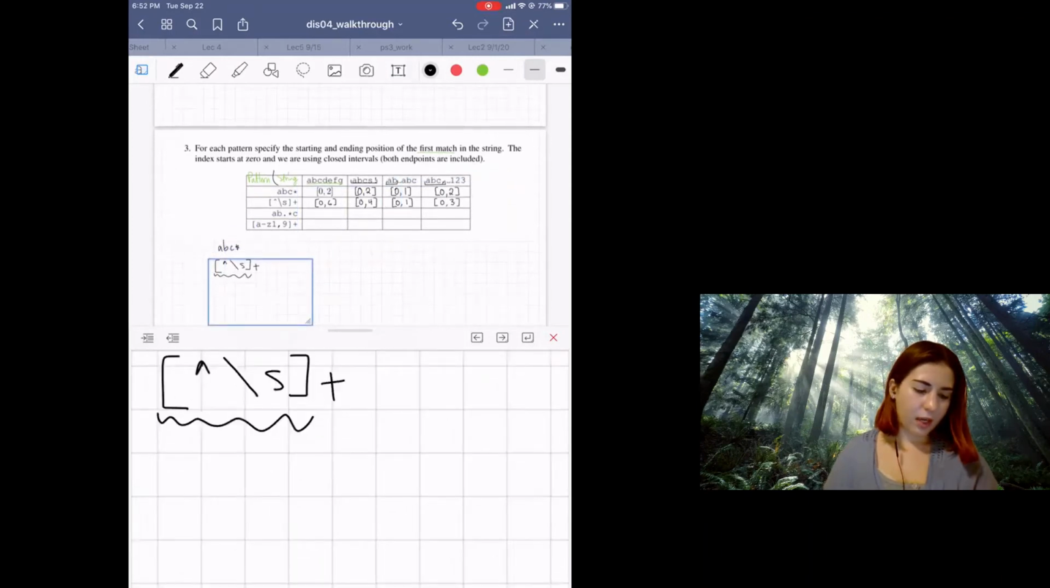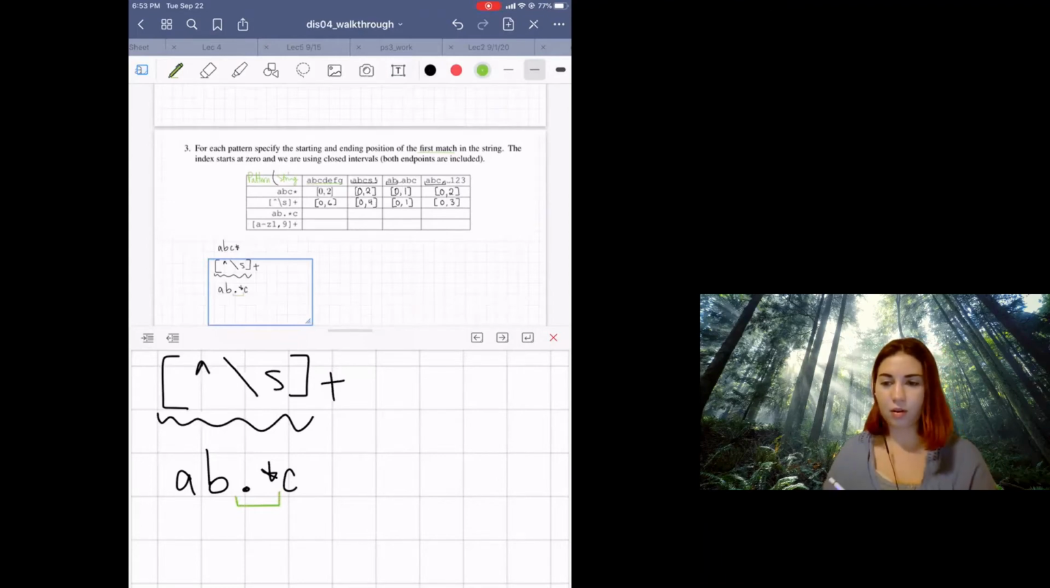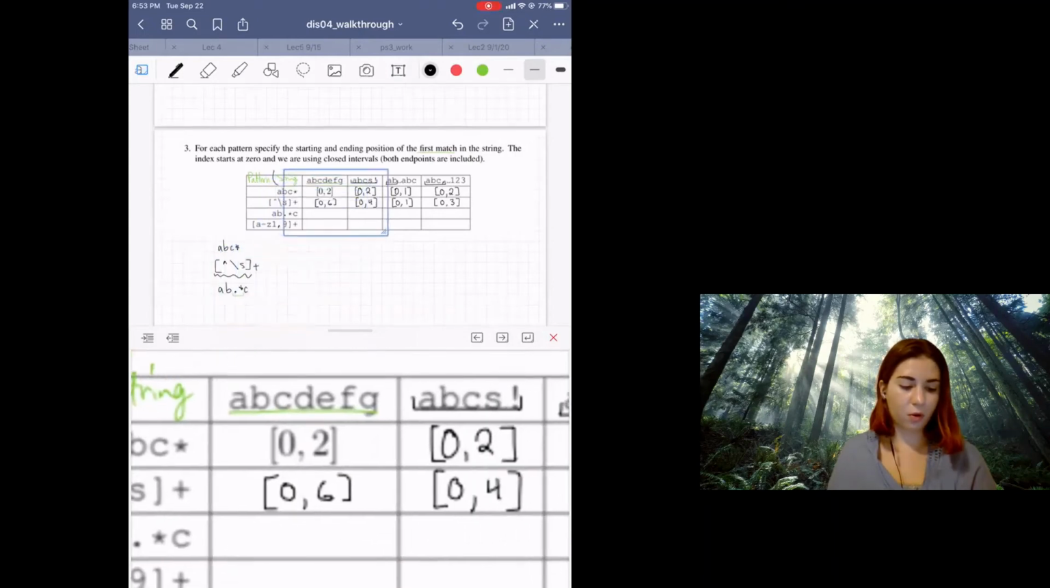Now let's take a look at AB dot star C. So once again, A and B are taken literally. Those must be present in our pattern. C must also be present in our pattern. But this dot star in the middle does some interesting things. This says that we can have any and all combinations of characters in between our AB and our C. Remember, the dot represents any character, and the star represents the character repeating 0 or more times.